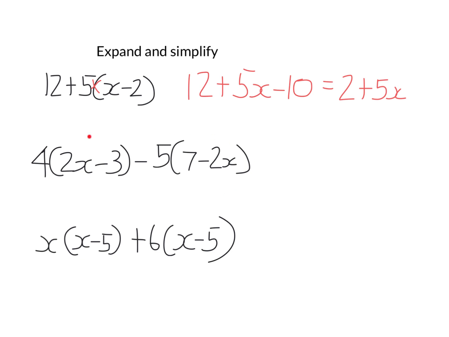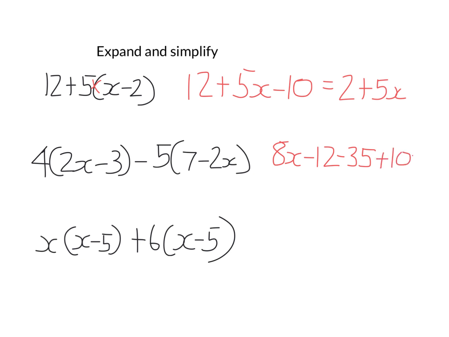So let's look at this example here. So let's expand the first bracket. 4 times 2x, 4 times negative 3. Now we're going to expand this second set of brackets. So this is actually not a 5 out the front, it's our -5. So we go -5 times 7, which is -35. And then -5 times -2, two negatives multiplied together give a plus.